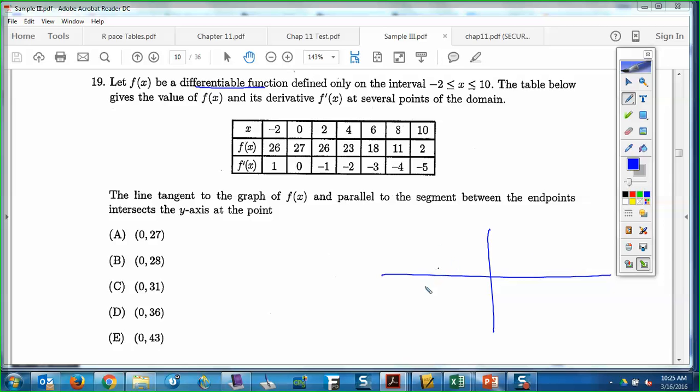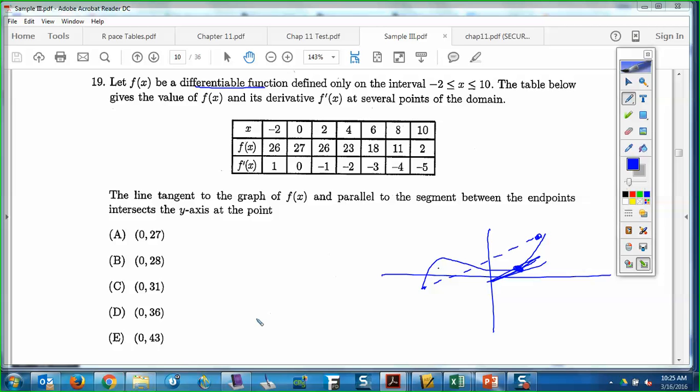So in other words, if we plotted all these points, and here would be the endpoints, let's say, we want the slope between there, right? And if that curve does something like this, then it's kind of that mean value theorem thing, right? Then we want to find the line that's tangent to that, that's parallel, that has that same slope. Okay? So, you guys tell me, where should we start with this?